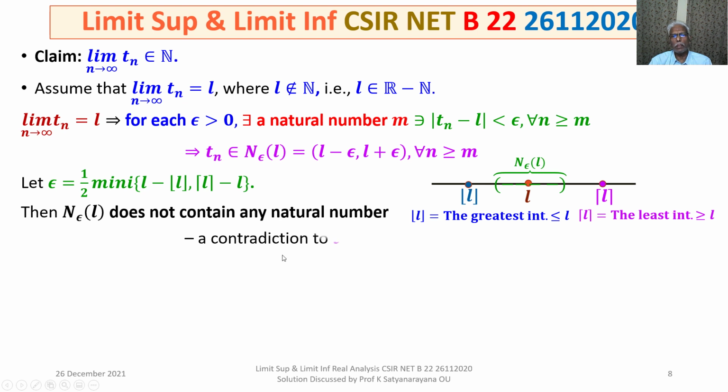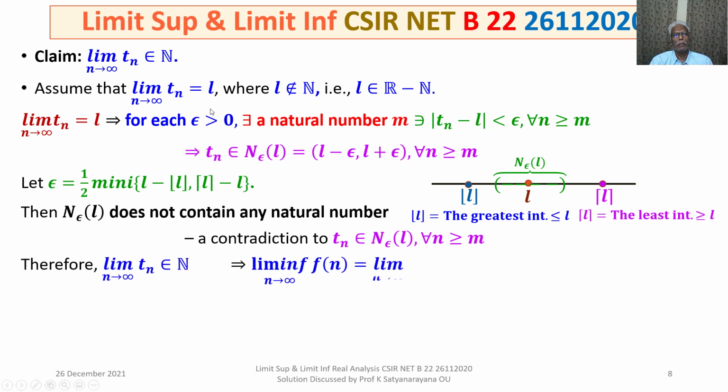And this is a contradiction to Tn belongs to the neighborhood with center L and radius epsilon for all n greater than or equal to m. This contradicts because this neighborhood does not contain any natural number at all. So this contradiction tells you that your assumption that L is not a natural number is false. Therefore, your L is a natural number. Therefore, limit as n tends to infinity of Tn belongs to N.